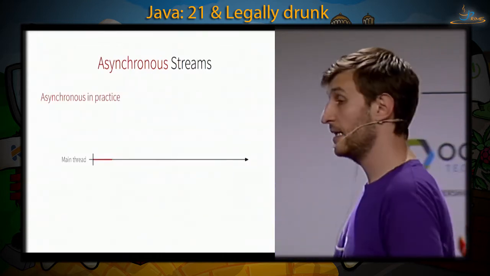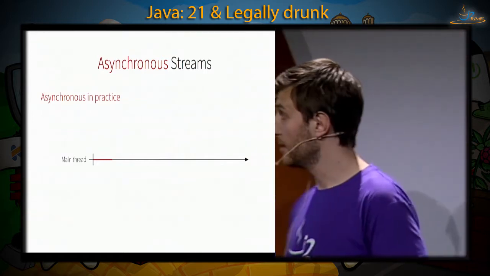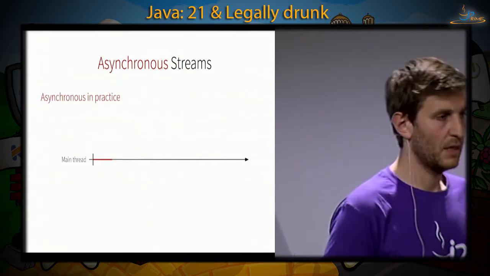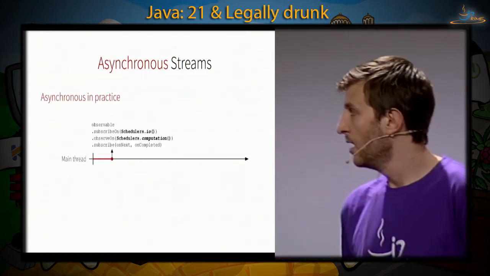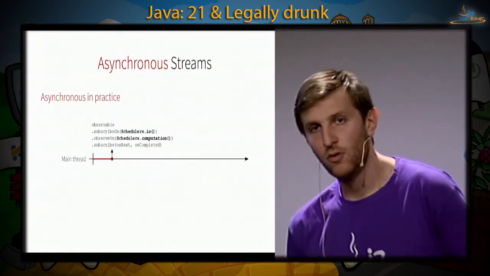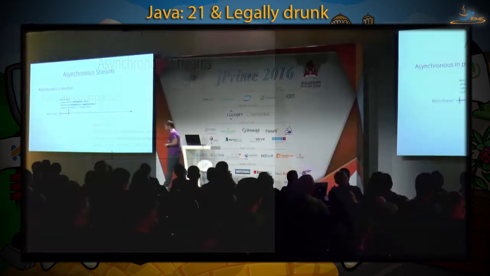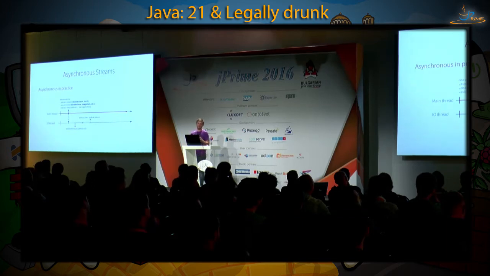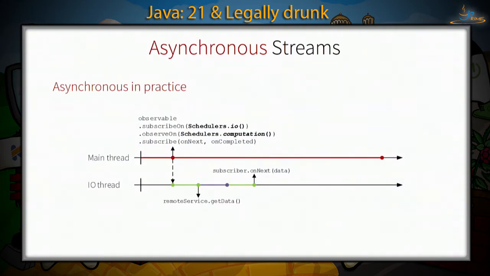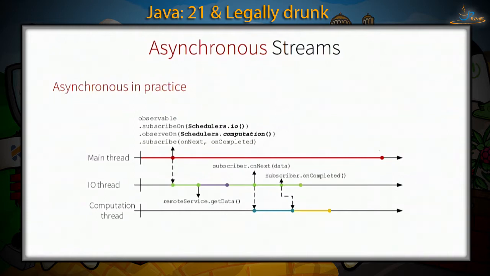Now let's see this as an example. Back to our example, only this time we are executing this asynchronously. So again, we have our main thread and our main method on that thread. And we are calling observable.subscribe, only this time we also call subscribeOn and observeOn. So the moment we call subscribe, a thread will be retrieved from a pool of input-output threads, and our producer will start executing on that thread. Also, the moment we call the consumer's onNext method, a thread will be retrieved from a pool of computation threads, and our consumer will start executing on that thread. And the same goes for the onCompleted method.